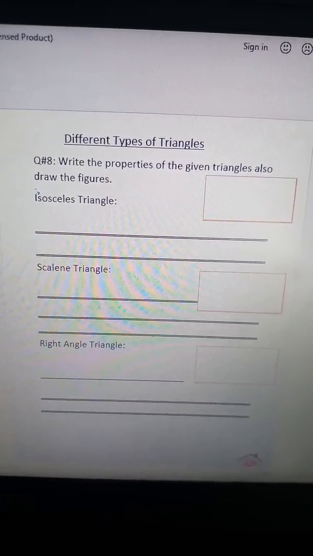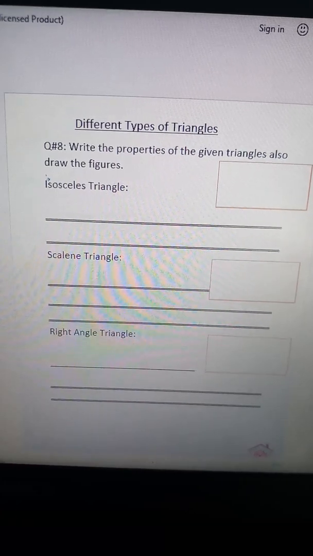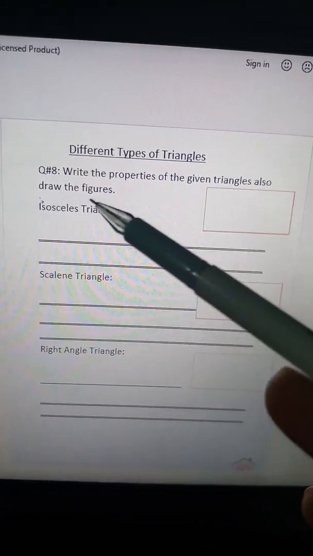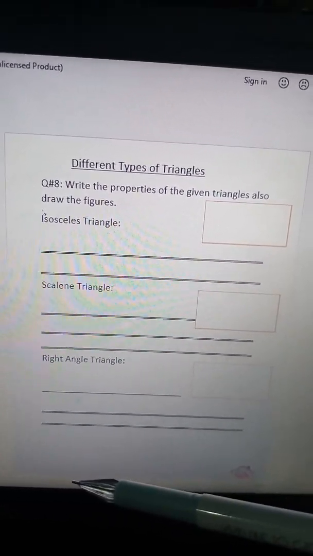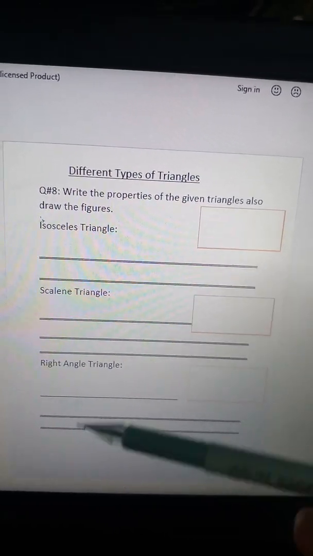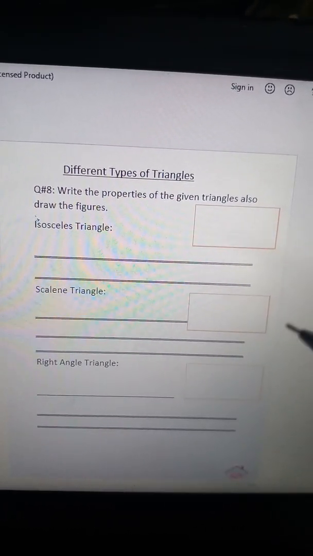The next topic is different types of triangle. So write the properties of the given triangles, also draw the figures. You have to draw the shapes of the given triangles, and you have to write the properties. You can take help from the internet as well.